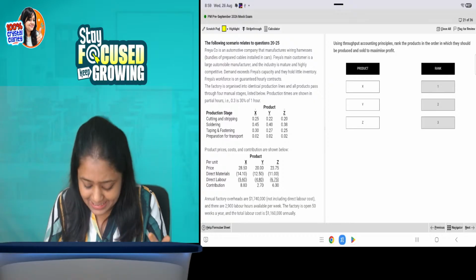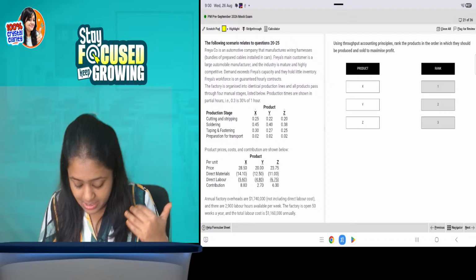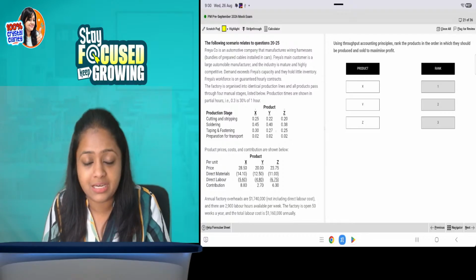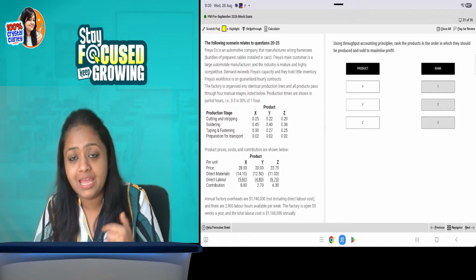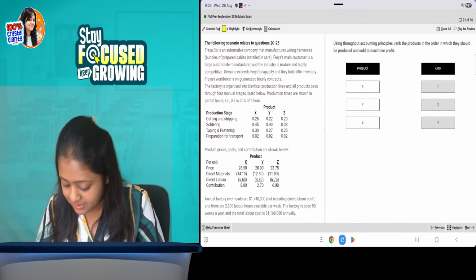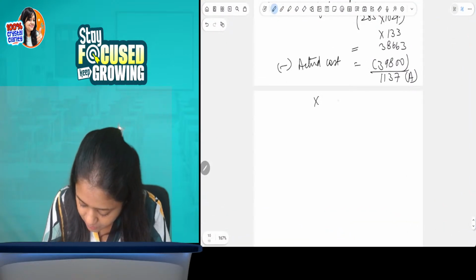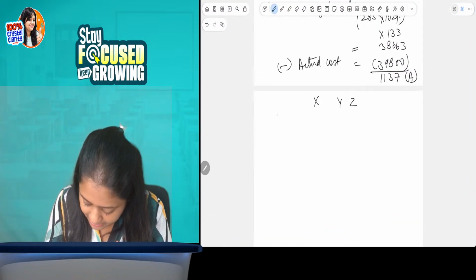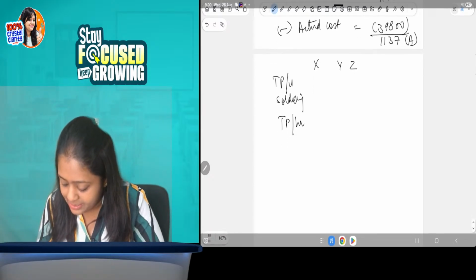That's pretty easy. Price less direct material will get you throughput per unit. Divide by the soldering data which is given to you, 0.45, 0.4 and 0.38, and you will get throughput per hour. So let's quickly do it here. I have three products X, Y and Z. I will calculate throughput per unit, then get soldering time, and then throughput per hour. I'll do it on the calculator and put it here.